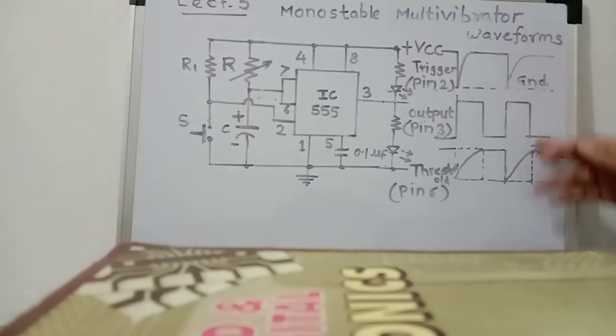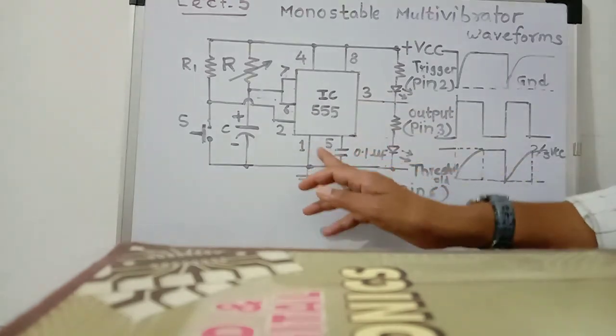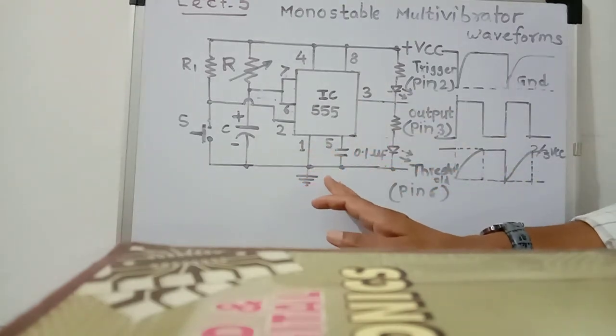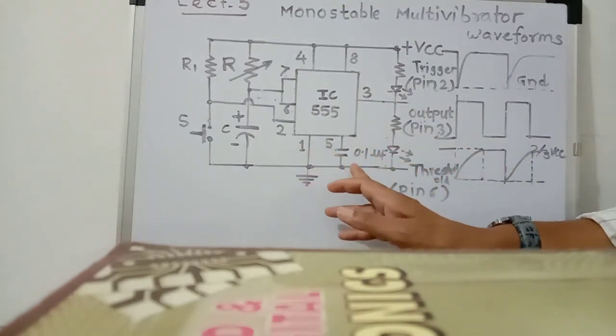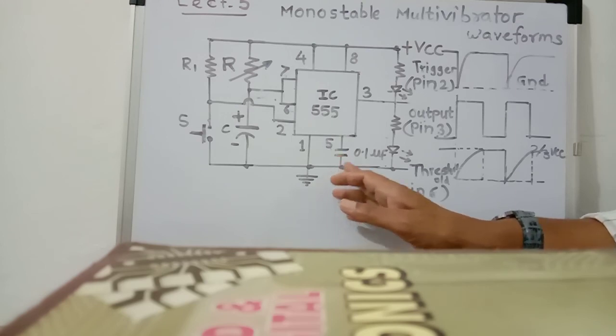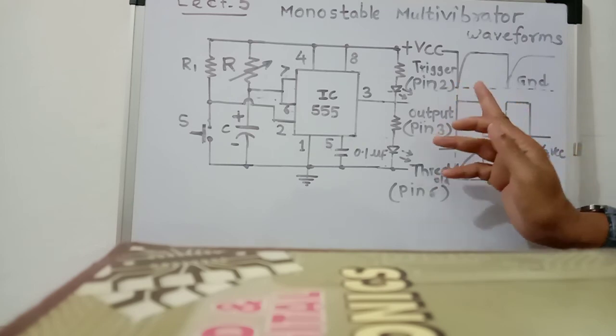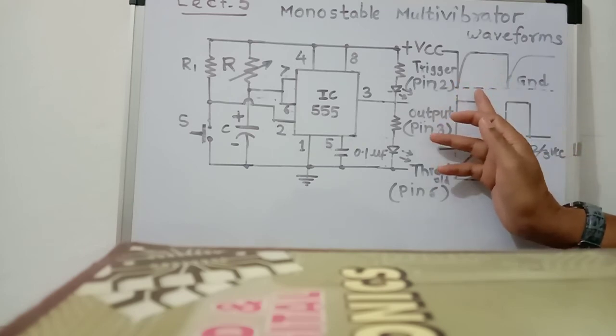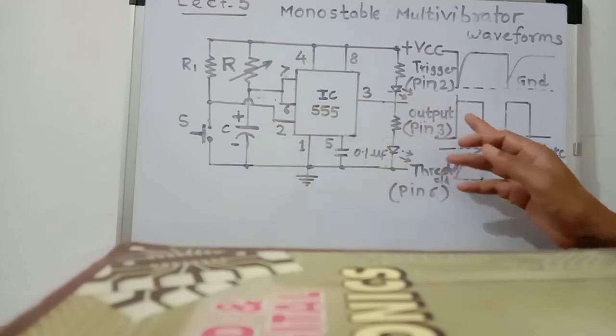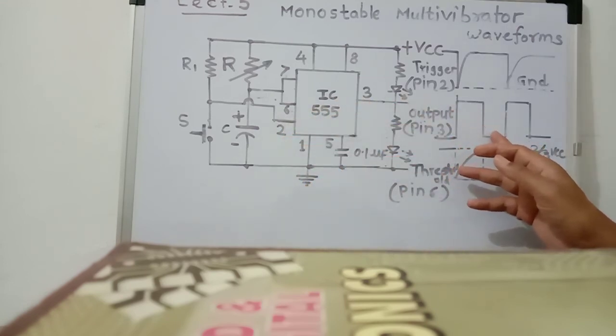So this is the waveform, and this is the circuit diagram of the monostable multivibrator using IC555. The time delay T is equal to 1.1 RC. This is the waveform: it is the trigger pulse, applied to pin number 2, and this is the output waveform.